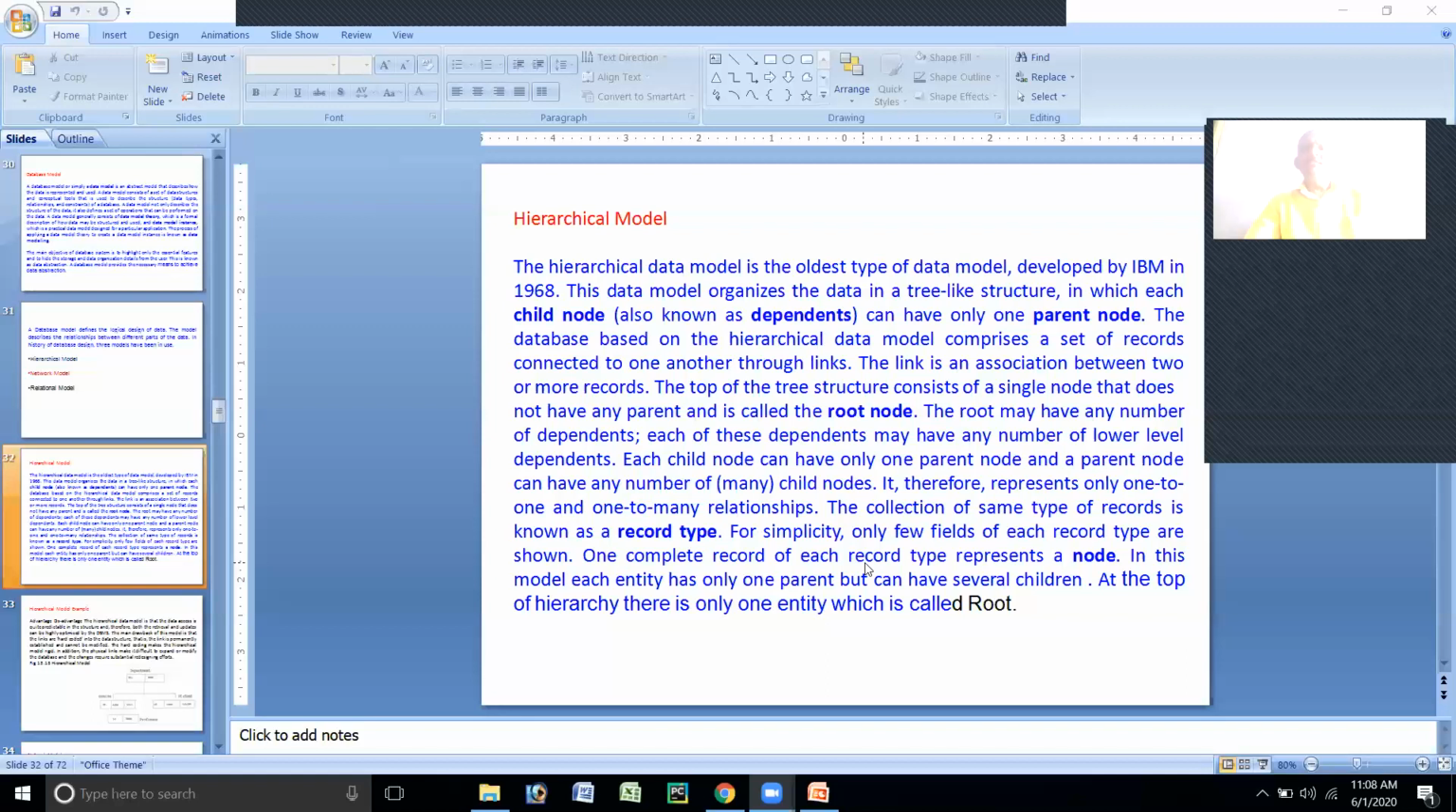So in this theoretical part, what we have learned is, first, this is the oldest model. Second, it was developed by IBM in 1968. And third, it organizes data in a tree structure. When you come across the tree structure, you start with the related terms: root node, parent node, and child nodes. Then you discussed the relationship between the nodes. That is, it uses either a one-to-one relationship or a one-to-many relationship. Is it clear?